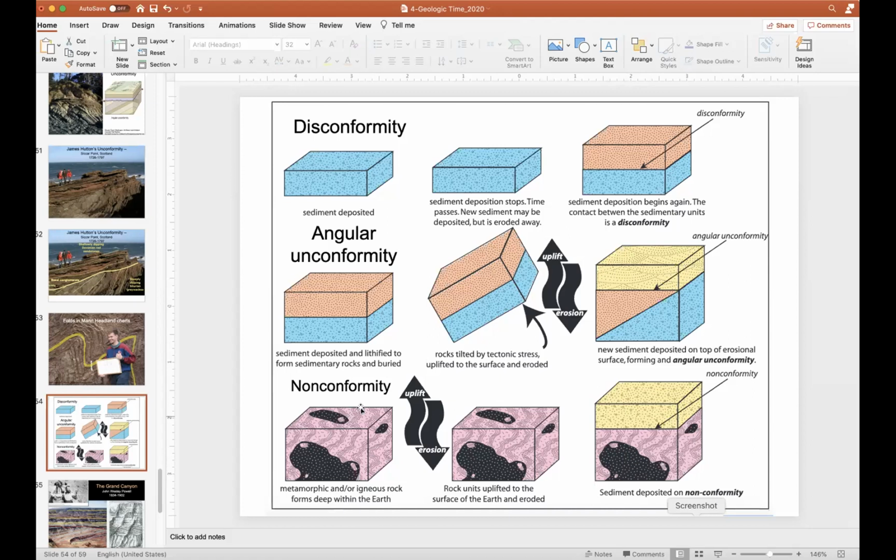And then in this case, erosion took place after that. This is another kind of unconformity. It's a nonconformity, just a missing chunk of time after erosion.